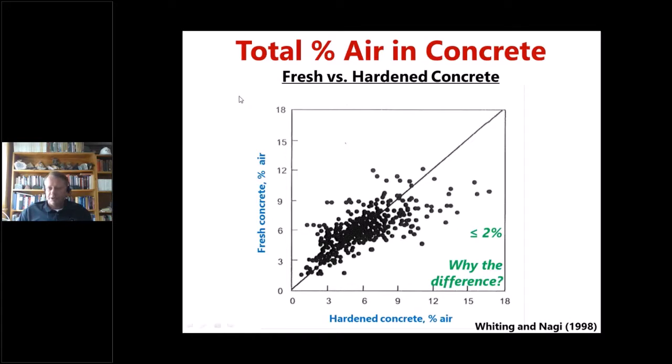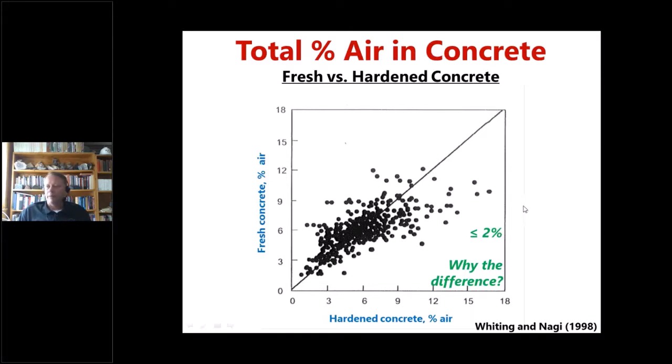There's always a discussion about this, and it comes up once in a while, about a slight disparity between the total percent air measured in fresh concrete versus the total percent air measured in the hardened equivalent of that same concrete. In a perfect world, the amount of air in the fresh versus hardened version of the same concrete would be a 1-to-1 ratio, and the data would plot along that 1-to-1 line. But that's not how it is in the real world.